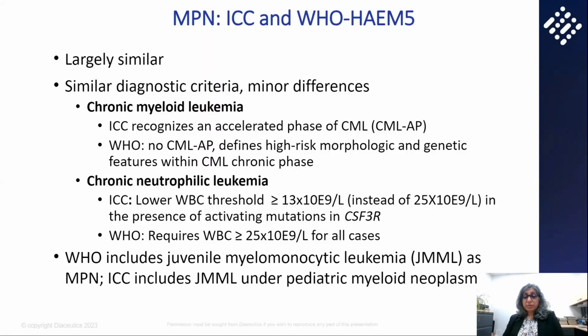Chronic neutrophilic leukemia is really very rare in clinical practice. ICC has lowered the WBC threshold to 13,000 if you have an activating mutation in CSF3R, while WHO requires the same threshold of 25,000 regardless of whether you have this mutation or not. But really, it's clinically not that significant because these cases are rare. WHO includes juvenile myelomonocytic leukemia as MPN. ICC includes it under pediatric myeloid neoplasms. So again, not really that much different in the two classifications.